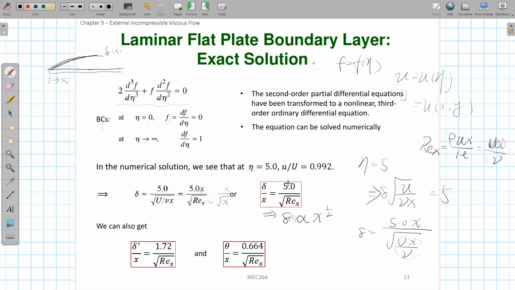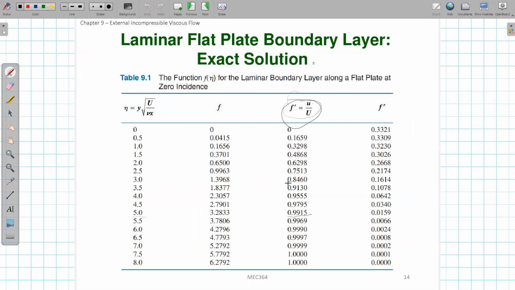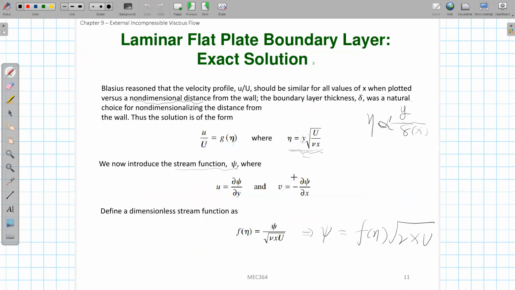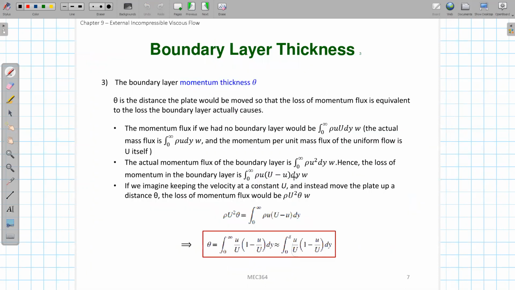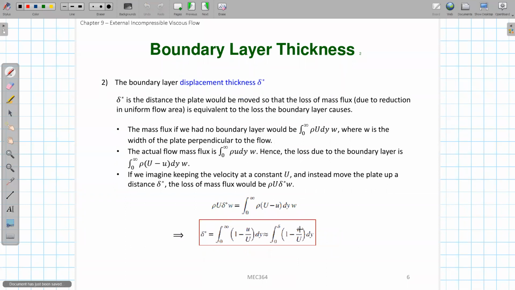You can just substitute your velocity profile again, okay? You can substitute this u over U, this velocity profile, into the definition of theta. You see the theta involves u over U times 1 minus u over U, right? Just replace the u over U with this f prime, df over d eta. And similar things for the delta star: replace the u over U with f prime here. And also you need to change the y to the eta, okay?